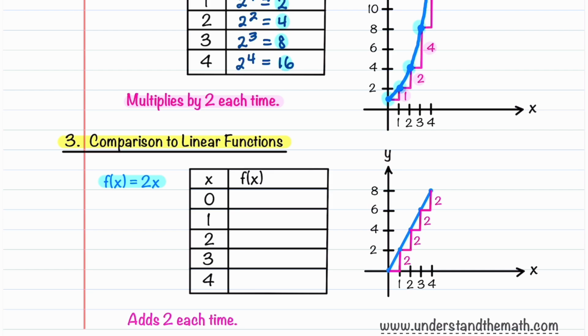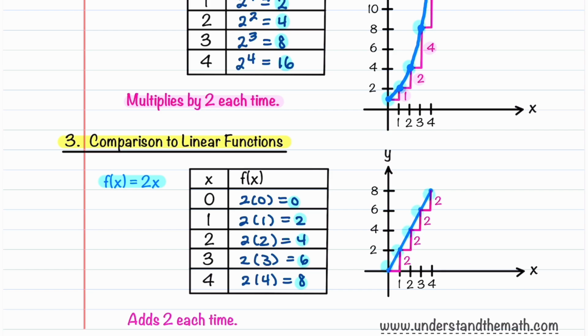When x is 0, our f of x is 2 times 0, which is 0. When x is 1, we have 2 times 1, which is 2. When x is 2, we have 2 times 2, which is 4. We then have 2 times 3, which is 6. And then lastly, we have 2 times 4, which is equal to 8. I've put all of these points over here on our graph.